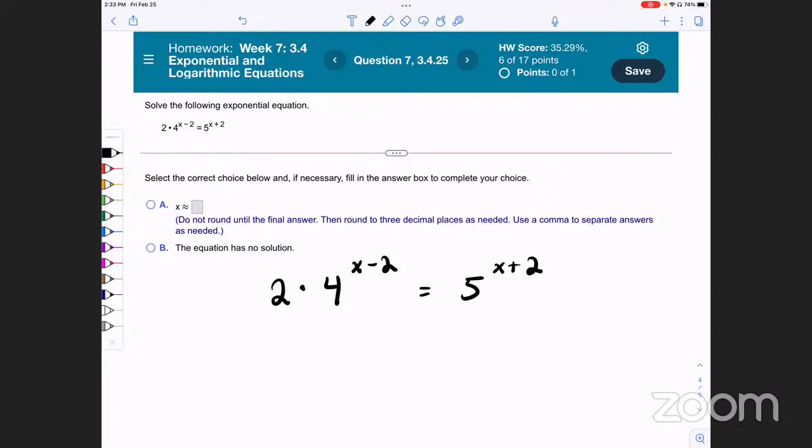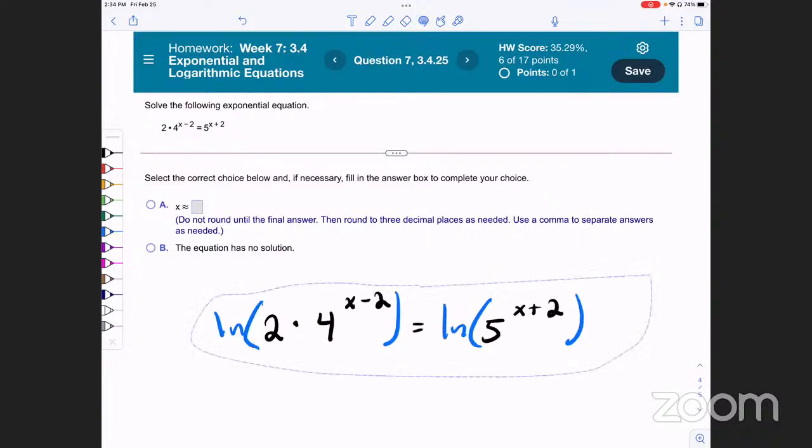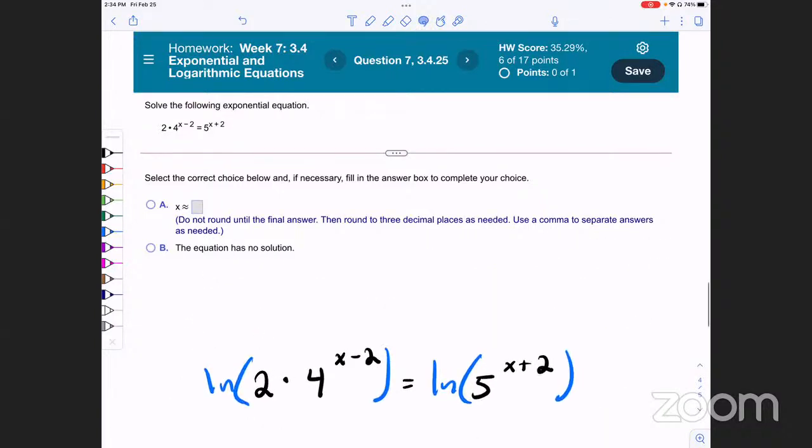Fortunately, because there's no plus or minus on the left-hand side, we can do the following. We can take the natural log of this entire thing and do the same thing on the right-hand side. I actually kind of like the whole left and right thing. I felt like it just made it more neat.